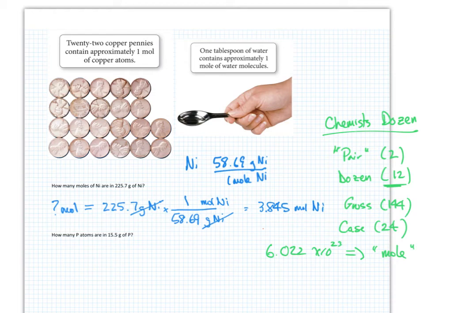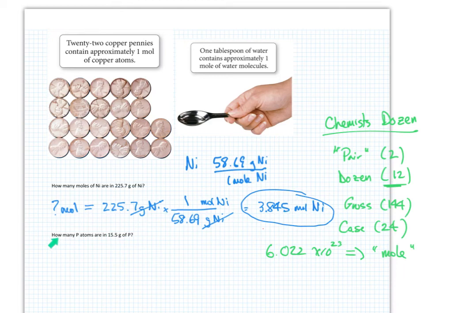Now we want to check our sig figs just to make sure we're right. We've got 4 sig figs here, 4 sig figs here, and this is infinite, 1.000 moles for every 58.69 grams. So I should have 4 sig figs here, and my answer then is 3.845. Now, does this make sense? Well, yeah, because a mole is about 60 grams, and this is almost 4 moles because this is 225 grams. We have more grams than a mole, so it makes sense that we'd have more than 1 mole. So we have 3.845 moles of nickel.